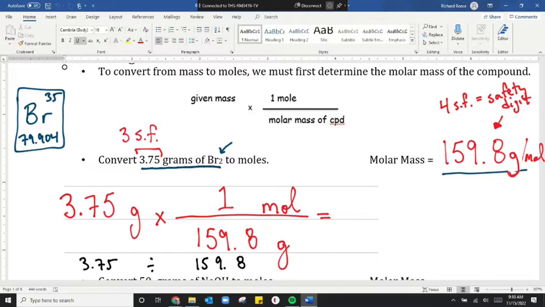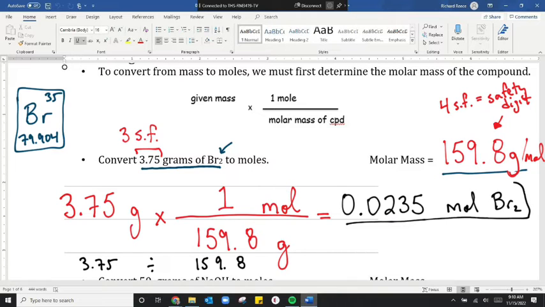All right, my calculator gives me all these digits, 0.02346668. How many sig figs should I give for my final answer? Yeah, just 3. So 0.0235, I think, will be our final answer, with a unit of moles, and I'll even be specific, it's moles of bromine, moles of Br2.